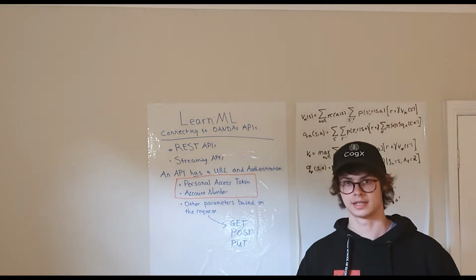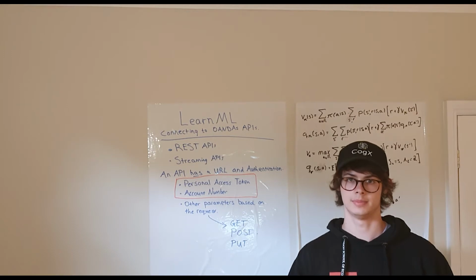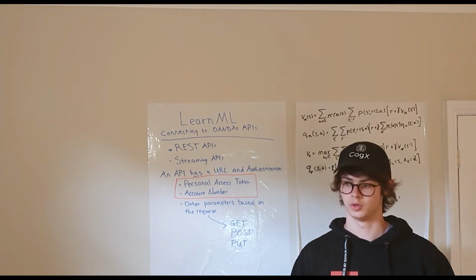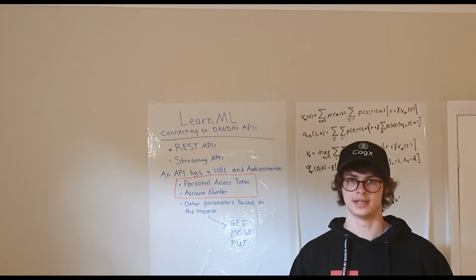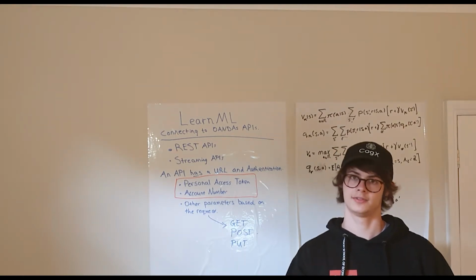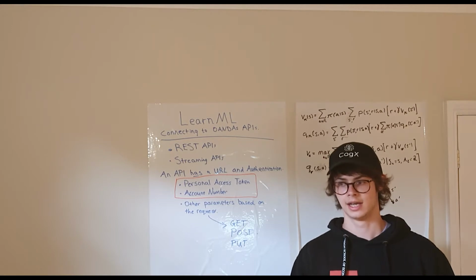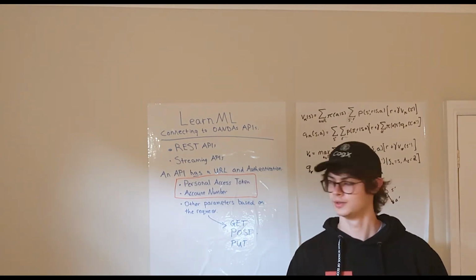Then there are some other things that you need to pass in, and this is based on your request. If you're trying to get some historical data, you will need to pass in the instrument, the start date for the historical data and the end date. Whereas if you're trying to open a trade, then obviously you need different information.